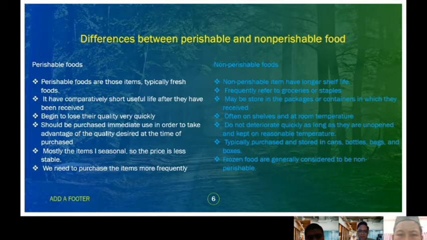Okay, difference between perishable and non-perishable food. Okay, I give you an example. Perishable foods are those items typically fresh foods. Example for non-perishable food. Non-perishable items have a longer shelf life.